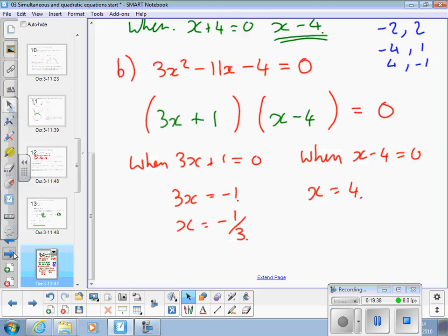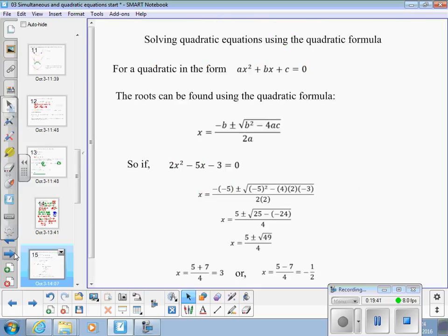So, moving on from that, solving quadratic equations using the formula. The more times you write this formula, the more likely you are to remember it. Okay? But for a quadratic equation in the form of ax squared plus bx plus c, that's the standard form. And if you're given it in some other form, you can easily multiply out the brackets and rearrange it into that form.